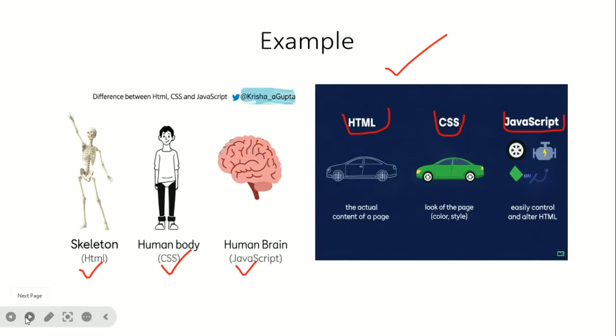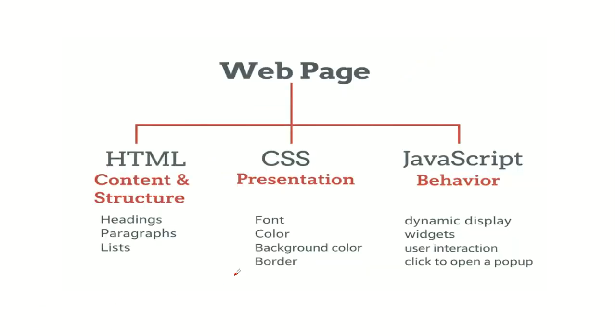Let's move to the representation of a web page. What are the languages we need to create a web page? These are the front-end languages. First is HTML. Why is it used? For content and structure in the web page. Headings we can add, paragraphs we can add, lists we can add, all the tags you add in HTML.